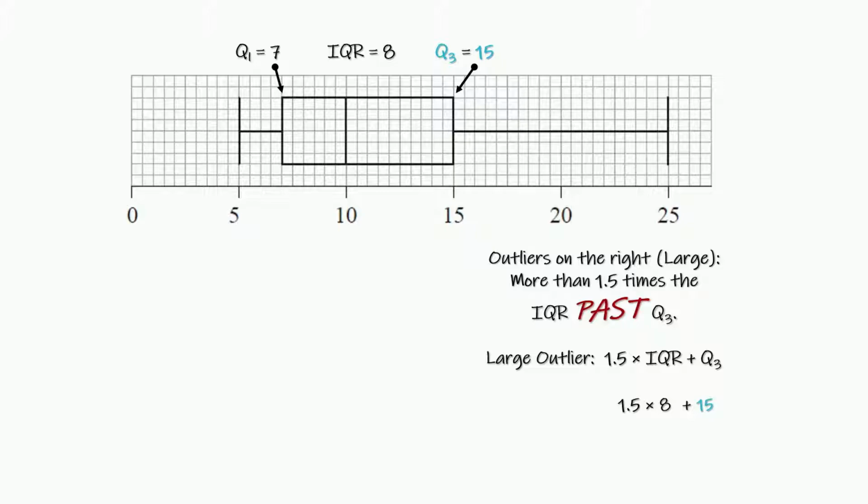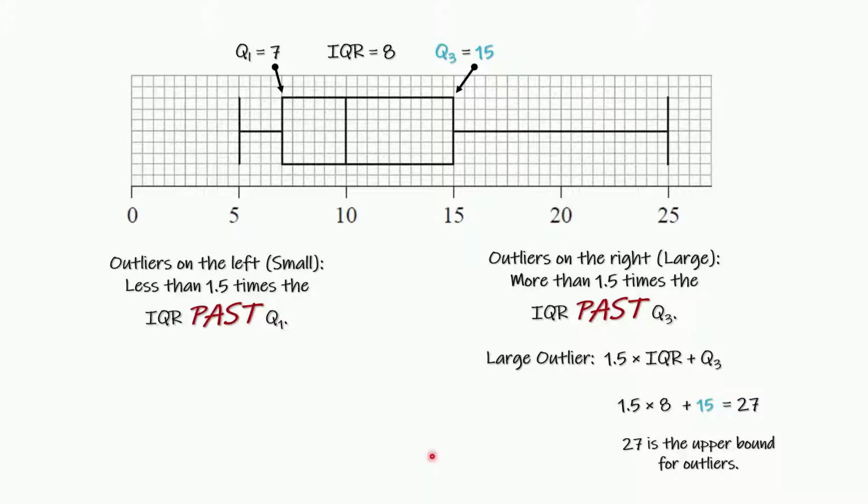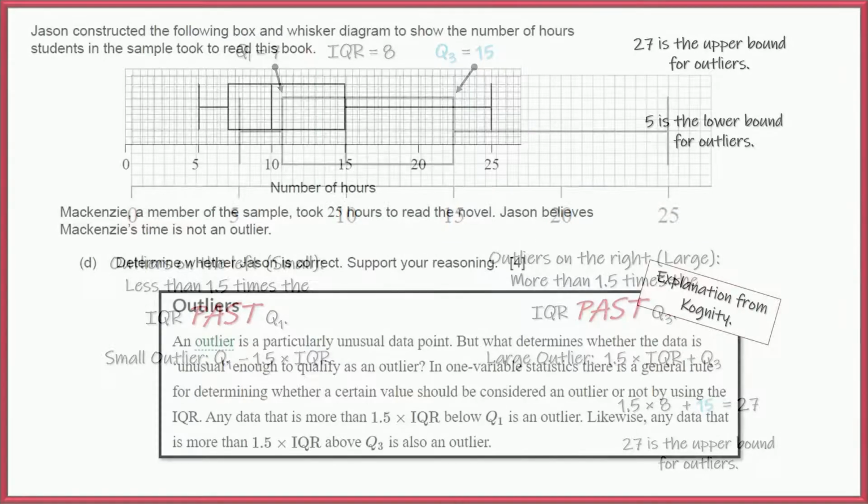1.5 times 8 is 12. 12 plus 15 is 27. So 27 would be the upper bound. That's where the outliers begin. 27, that would be an outlier. So 25 is less than that. So, yep, no worries. Now on the other side, for other instances, right? We don't have to worry about it here, but the smaller outlier would be 1.5 times the interquartile range to the left of 7. So you'd start at 7 and subtract that value. So that'd be a negative time. That doesn't even make sense, right?